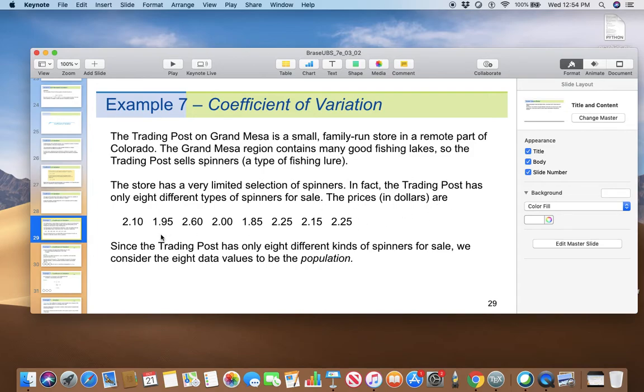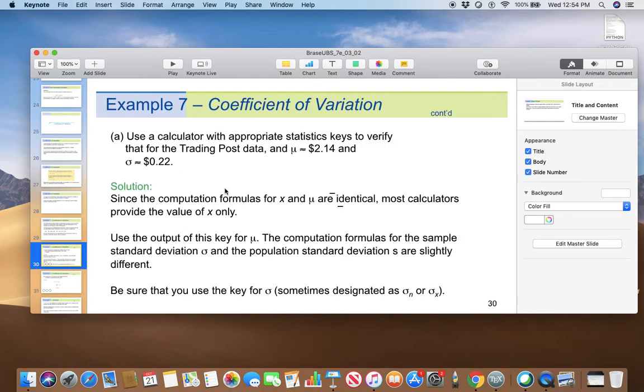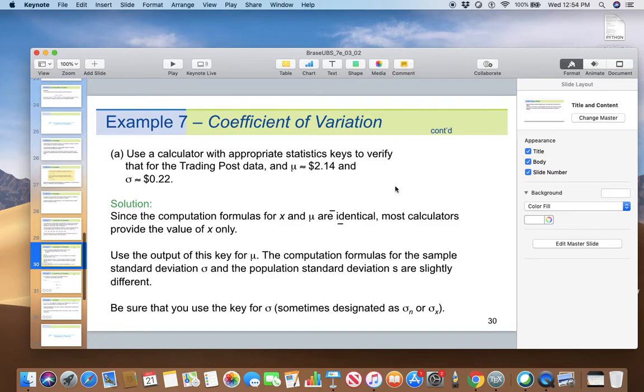The prices in dollars are, there are 8 different types, so 1, 2, 3, 4, 5, 6, 7, 8. Since the Trading Post has only 8 different kinds of spinners for sale, we consider the 8 data values to be the population. So we are simply looking at the population. Using a calculator and the appropriate statistics keys, you can find the mean and standard deviation.